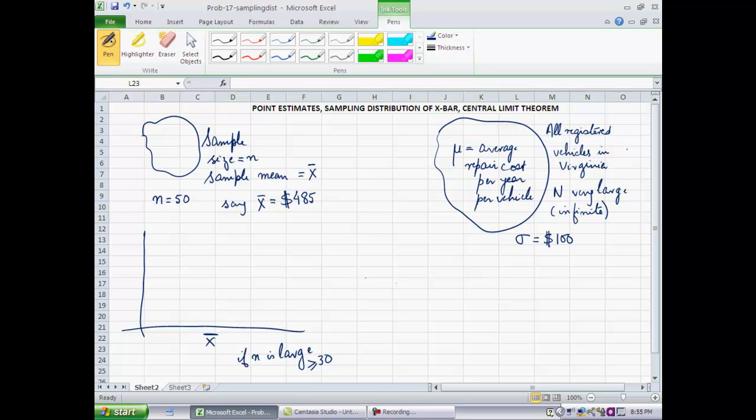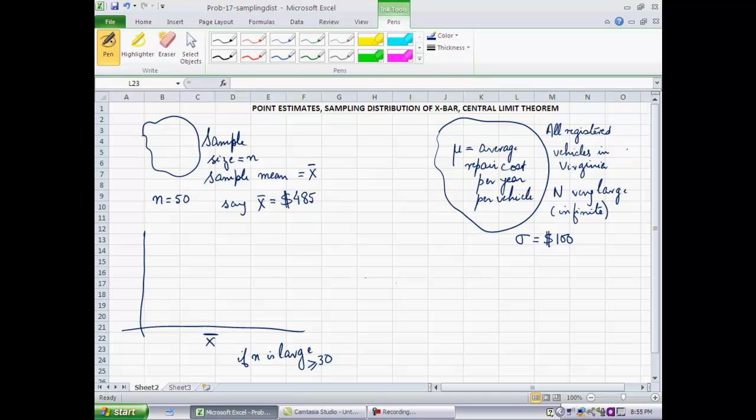And let's also assume that I know the population standard deviation, represented by the Greek letter sigma, and I know it to be $100. We'll later on discuss under what conditions it's reasonable to assume that we know it. Sometimes we don't know it. What can we do when we don't know it? But to start our discussion off, let's say we have this population, which is the set of all registered vehicles in Virginia. I know that the population standard deviation is $100.